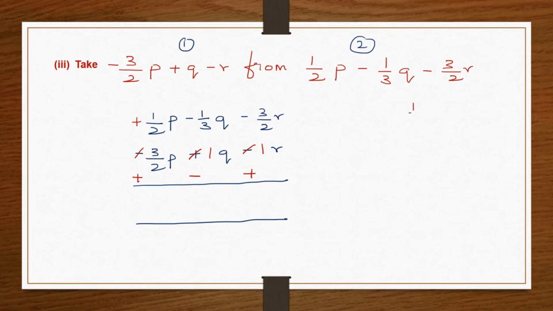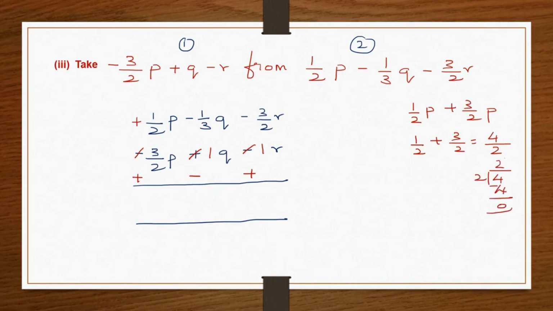So that is 1 by 2p plus 3 by 2p. Let's just work out the numerical coefficient, that is 1 by 2 plus 3 by 2. As you can see, we don't have to find the LCM because the denominators are already the same. They are like fractions. So 1 plus 3 is 4. Now 4 we can divide by 2. 2 twos are 4, minus 0. So our answer here is 2. So here we get 2p.